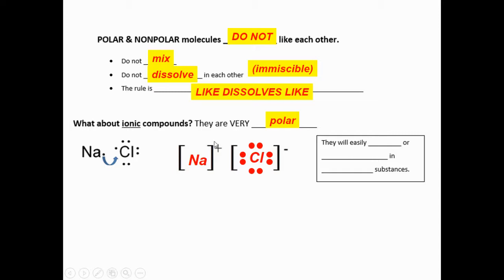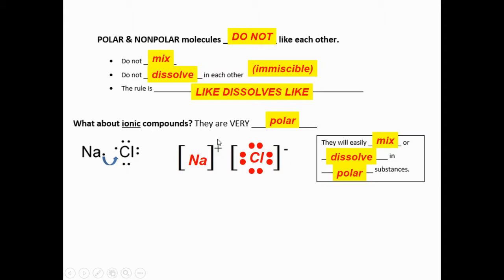Since you've got a very positive thing attached to a very negative thing, ionic compounds are basically the extreme example of polar substances. They are very, very polar. They will easily mix or dissolve in polar substances. The molecules that we've been talking about above are molecules that have a partial positive charge at one end and a partial negative charge at the other end.